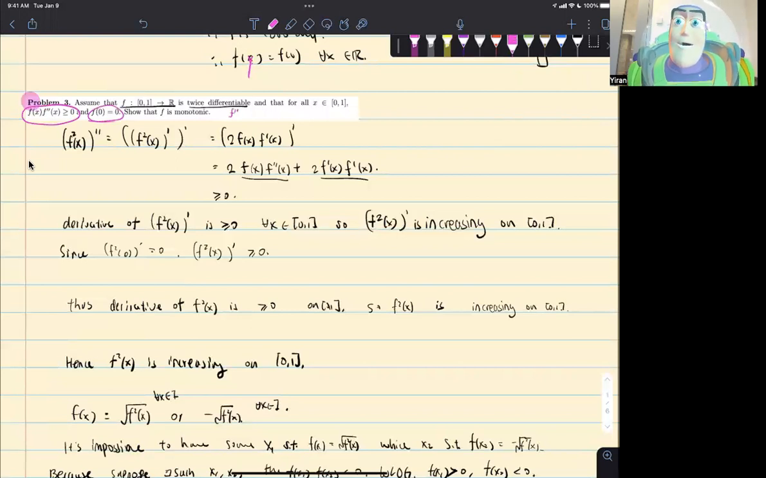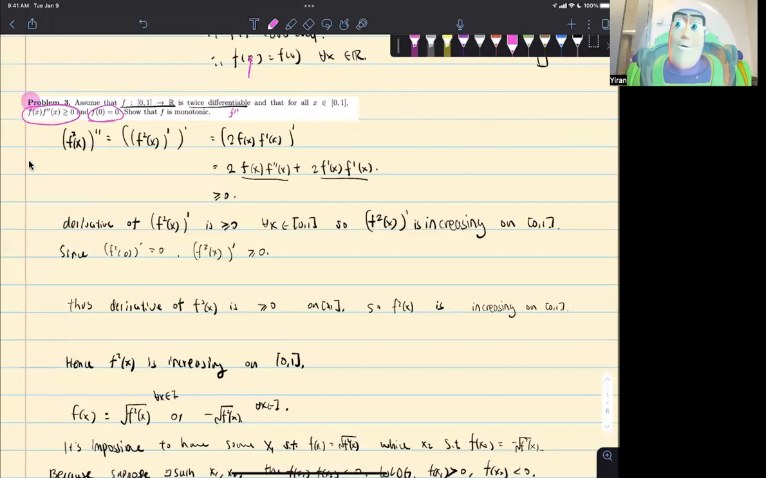So here again, let's recall the definition for monotone. Without loss of generality, let's just say f is monotonically increasing. So that means for every x1 smaller than x2, f(x1) is smaller than f(x2). Okay, and what do we know about? So we want to show that f is monotone.